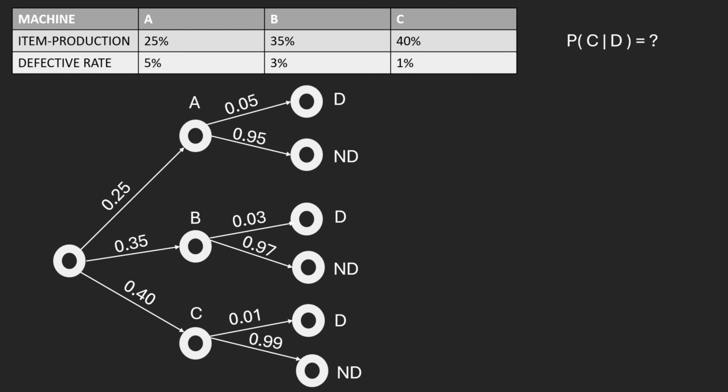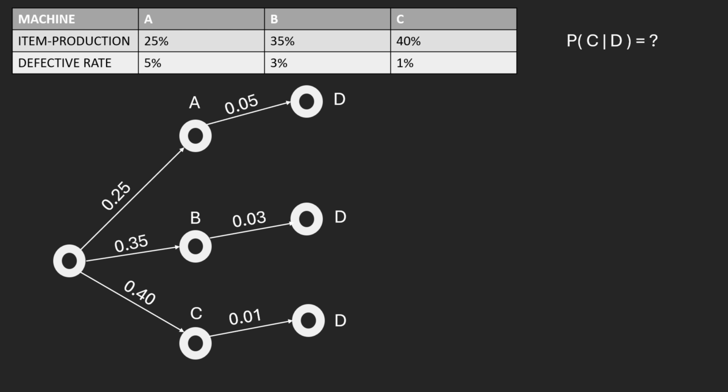Since we are interested only in the defective items, we will erase the paths that connect to the non-defective items. As we can observe, there are 3 paths that give us the defective items. This is path 1, this is path 2, and this is path 3. The question here is the probability that the selected item is coming from Machine C given that the item is defective. We can write it as probability of C given D equals path 3 divided by the total of the paths.